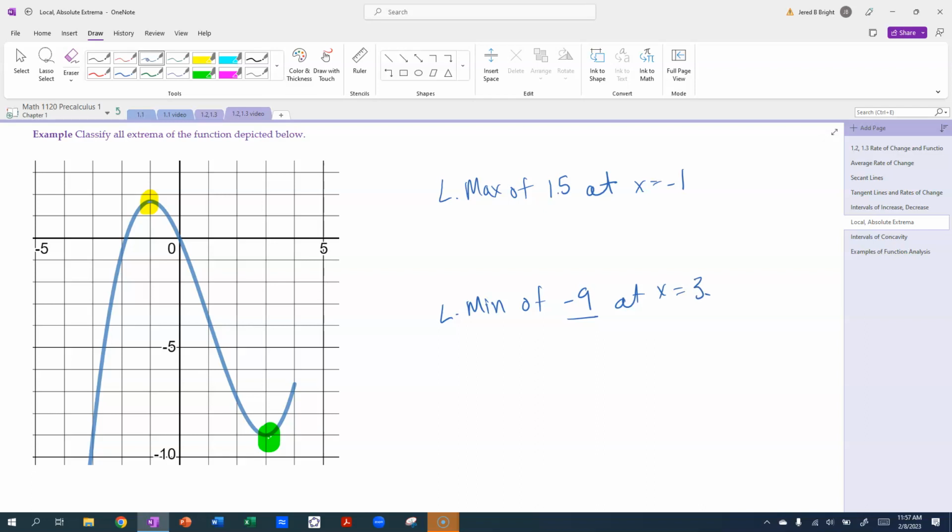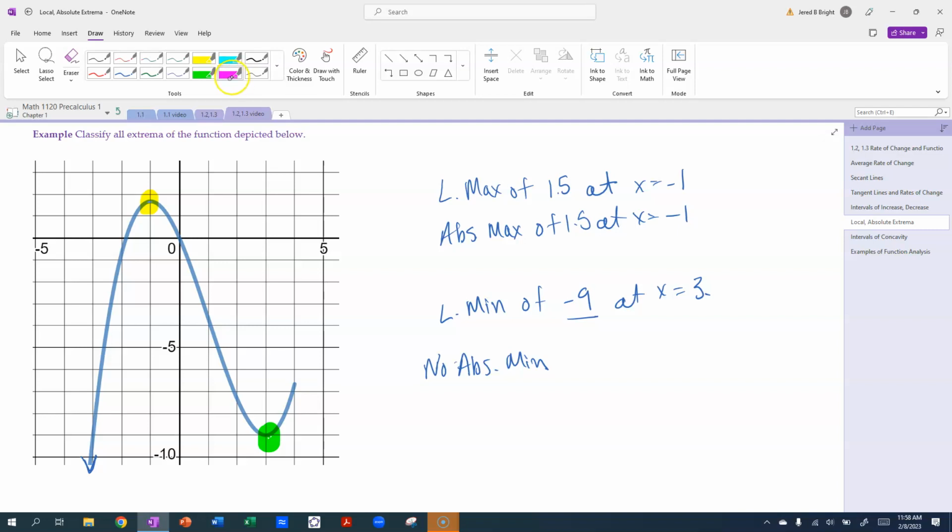Do I have any largest or smallest y values? Actually, yes. The graph here doesn't exactly imply it, but this would continue down. Because it continues down forever, there's no absolute min. I'm just going to make a comment: no absolute min. But I claim there is an absolute max. What is the largest y value that I have? It is 1.5 at x equals -1. So these would be all the extreme values for this function.